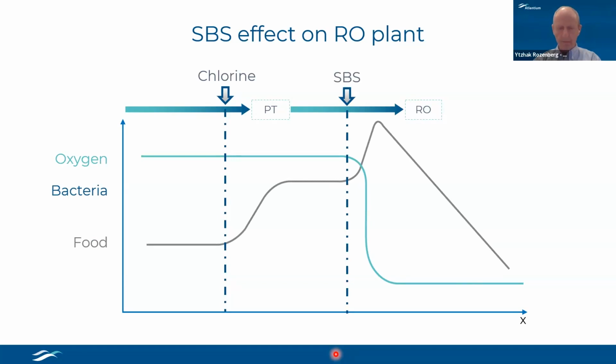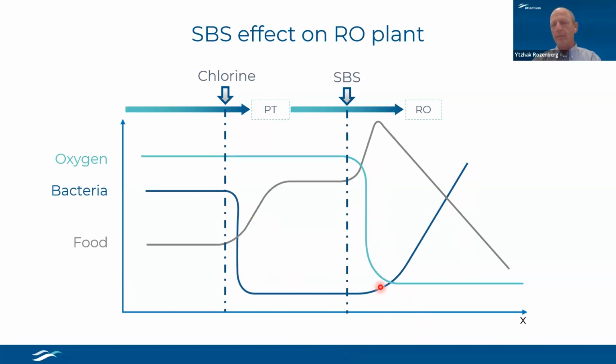Regarding the bacterial level, it's being knocked down because of the chlorine effect. However, it will increase because of the food availability in the water following the SBS. You will find mainly anaerobic microorganisms because the oxygen level is being reduced dramatically because of the SBS or SMBS effect. So there is microbial load on the RO or downstream equipment. And the same, more CIP, less membrane lifetime, more energy, and so on and so forth.